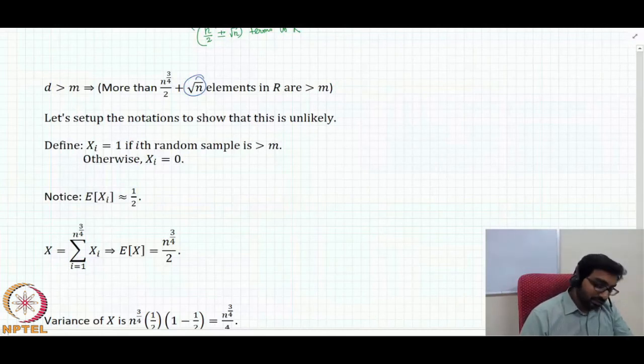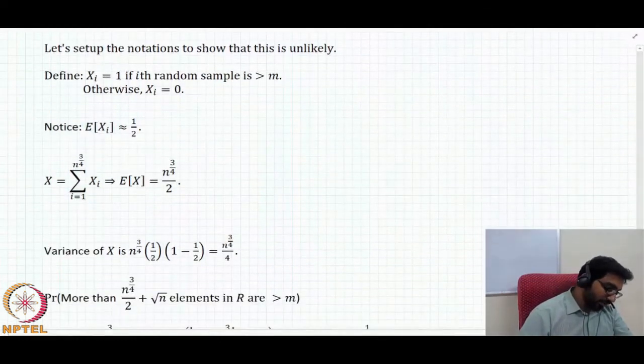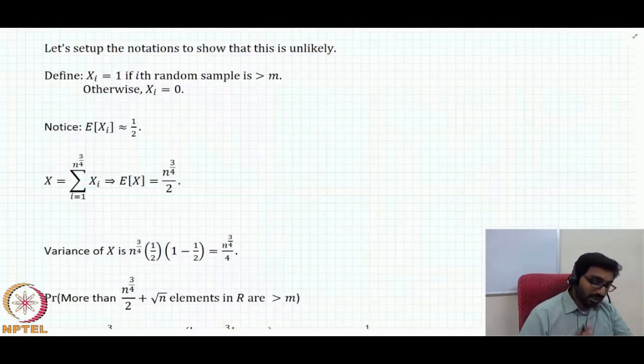Now that we have defined xi to be 1 if the ith random sample is greater than M, otherwise xi is equal to 0, this is our Bernoulli random variable. The expectation of xi is very, very close to a half, so we're just going to assume that it's a half.